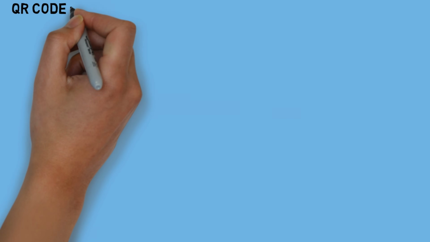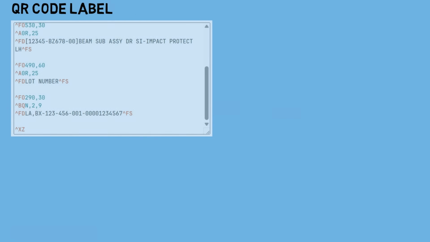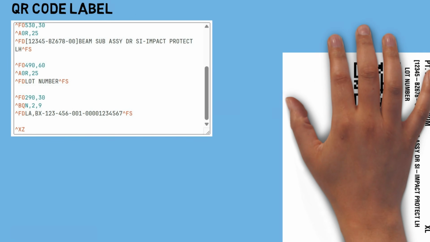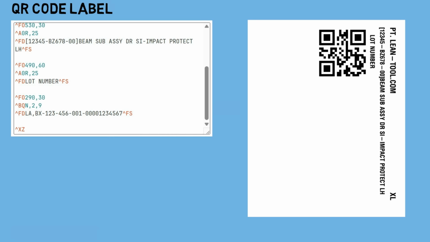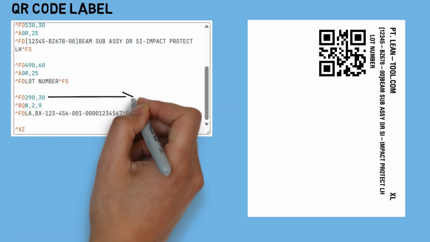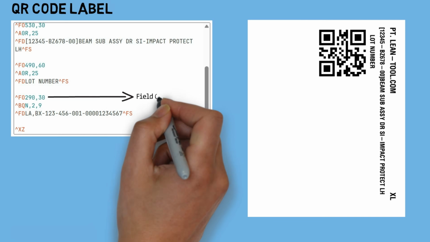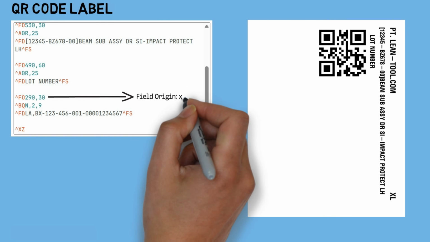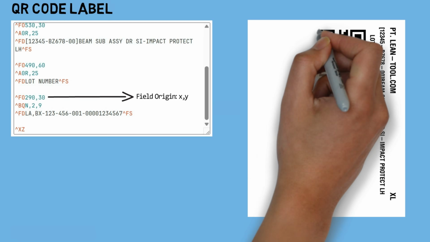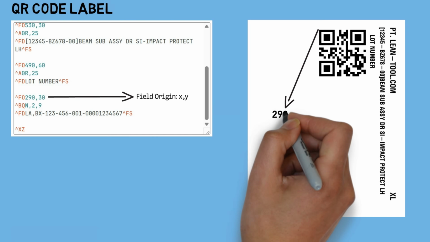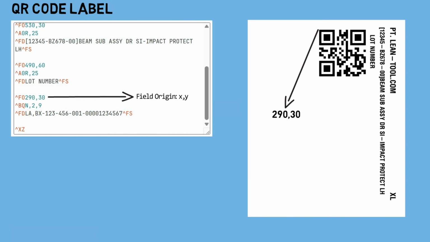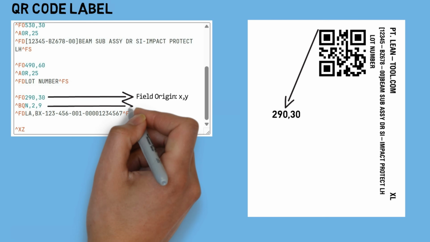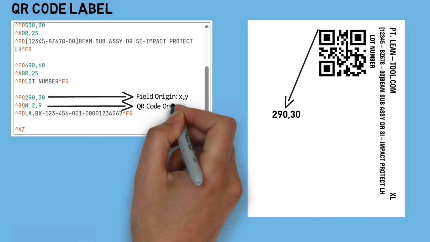Next, let's create a QR code for the label. How do we add a QR code to the label? Just like before, we still use FO to define the position of the QR code. In this case, the QR code starts at coordinate 290,30, which means 290 dots from the left and 30 dots from the top. Next, we have BQN,2,9. This command is used to generate a QR code.